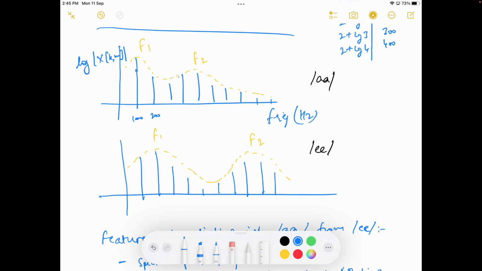So if I apply a DFT on top of it, and if I just take the low frequency components of that DFT, they will capture the spectral envelope, and the high frequency components will capture the individual peaks. Is that point clear?